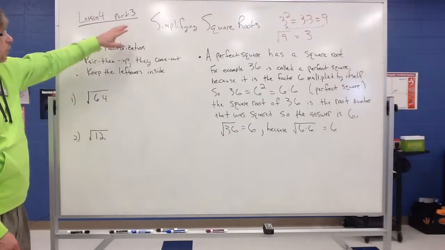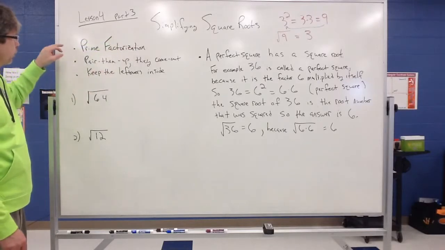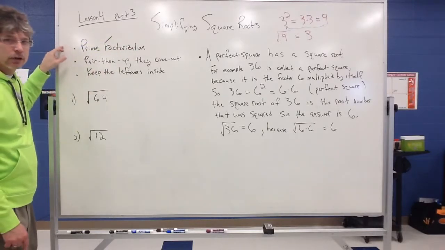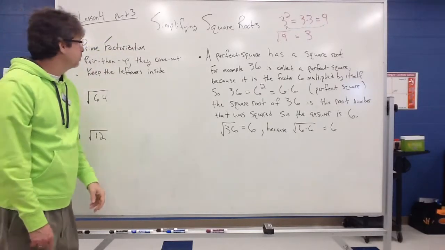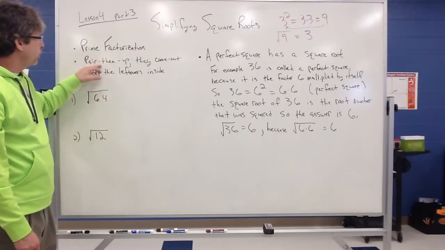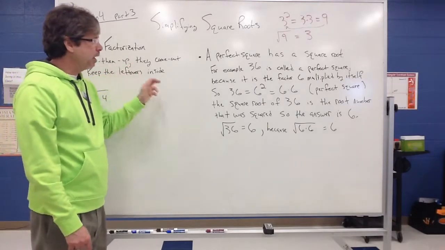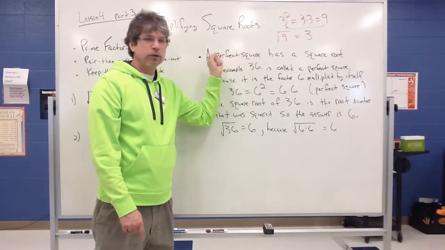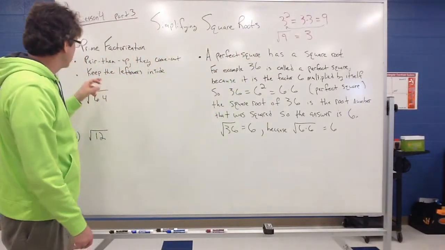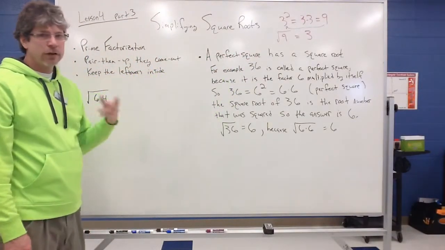So some of the strategies for simplifying square roots is we may have to use what's called a prime factorization. A prime factorization may be needed. Another thing we want to do is pair them up because, again, that pair is what it's all about with those perfect squares. And also we have to keep those leftovers on the inside.